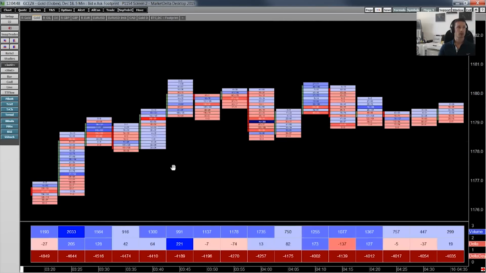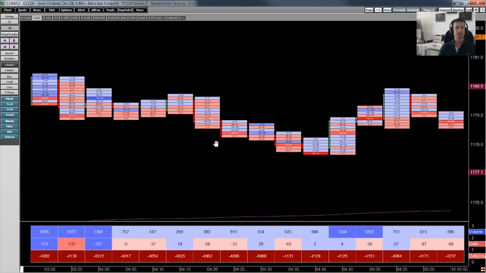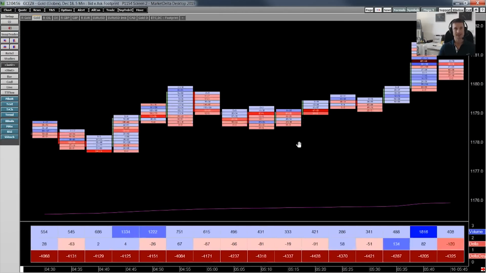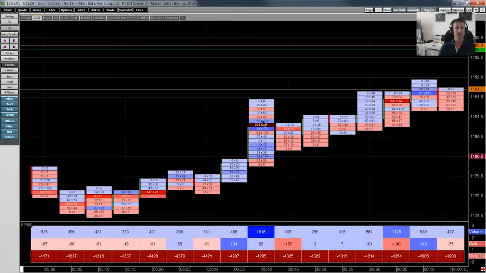Okay, so the market comes up, and ultimately sellers step in around the 1180, and we start to navigate lower. We then go back bid again. 1180 gets tested a second time. We punch through the 1180s, and notice what we see above those 1180s. A lot of absorption, telling us that they are happy sellers willing to get filled around those 1180s.